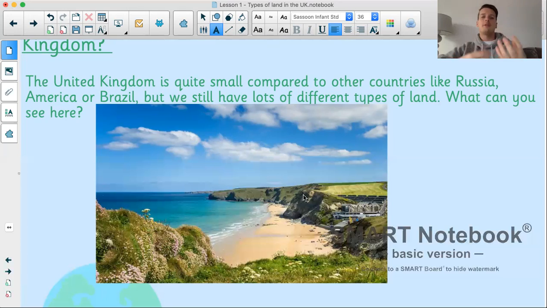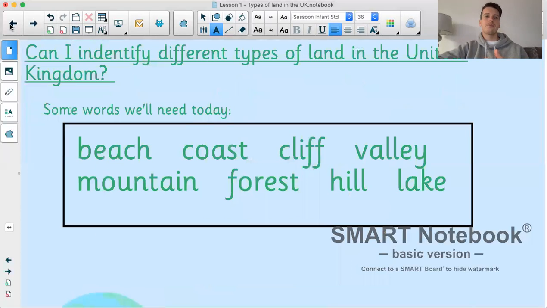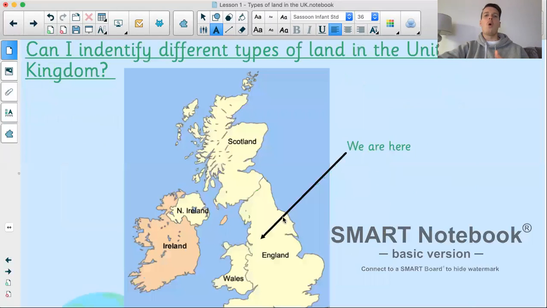Okay. And all of this picture is the coast. That's a really important word today: coast. It's got 4 sounds in it, coast. Because the coast is anywhere where the land meets the sea. So it could be a beach, it could be a cliff, but anywhere where the land meets the sea, we call it the coast. So if we go back to our picture of the United Kingdom, all of the edge of this would be the coast.